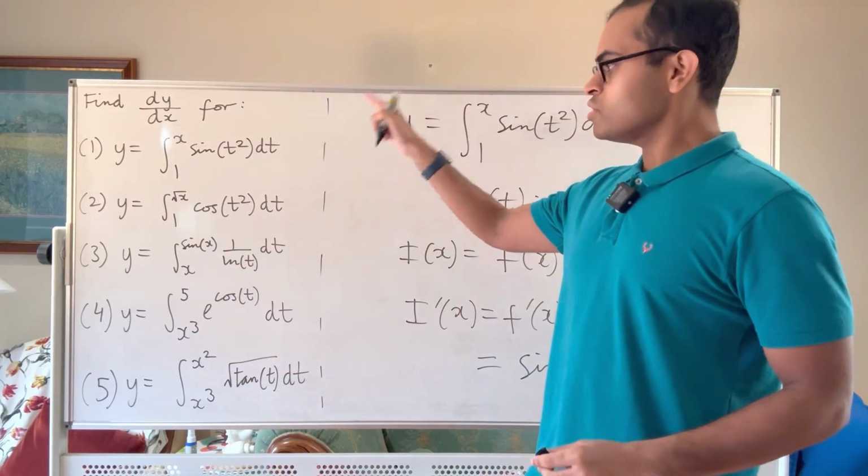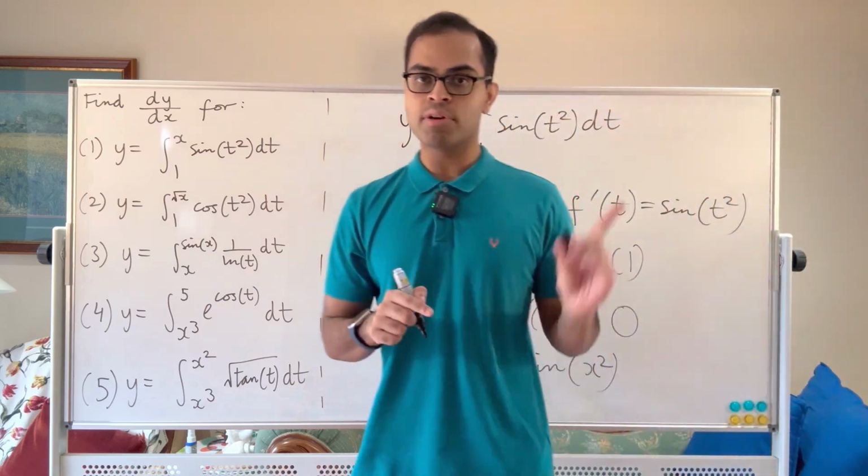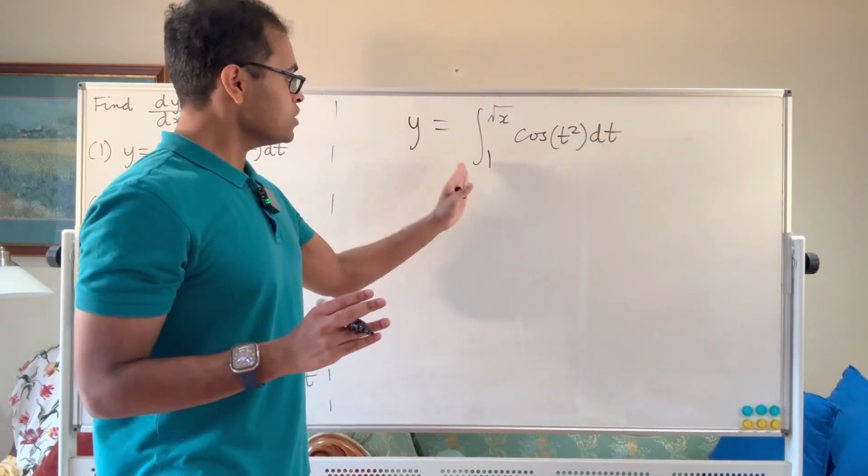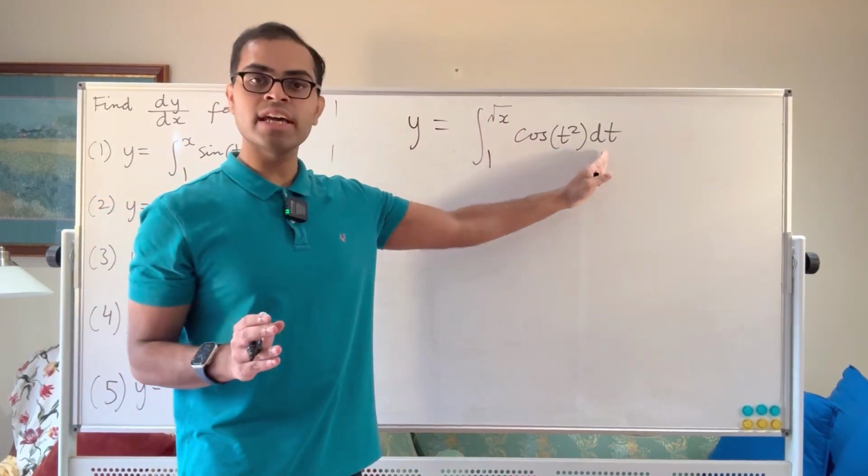Now the next one we're going to do is number 2. Let's dive into it. I'm going to erase this side of the board. All right, so our next integral is the integral from 1 to square root of x of cosine of t squared dt.